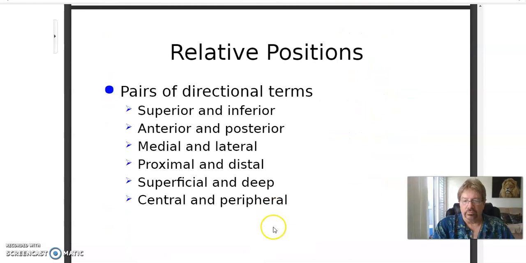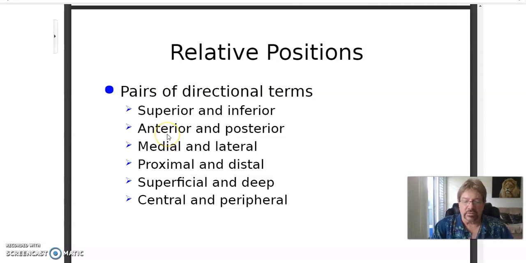Now, these directional terms in anatomy, guys, are real important. Superior means on top of something or above it. Inferior means below it. Anterior means the front. Posterior means the back. Medial and lateral. All of these, by the way, guys, are super, super important. You absolutely must memorize them. But there's only one of them that I think is kind of tough. Medial means closer to the midline. Lateral means further away from the midline.